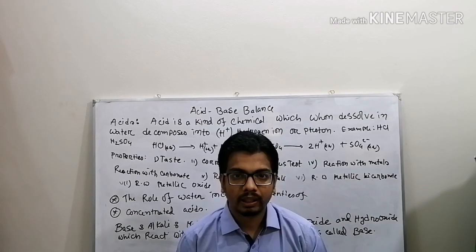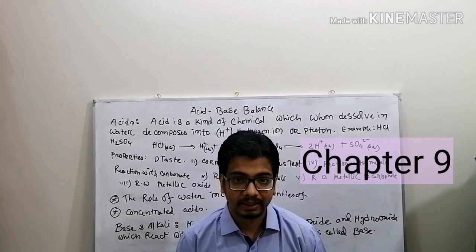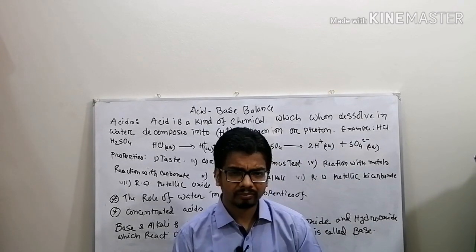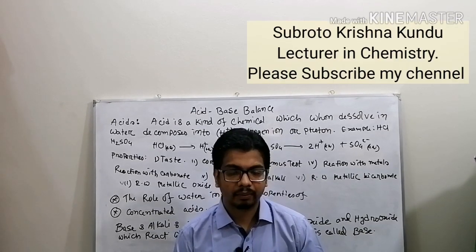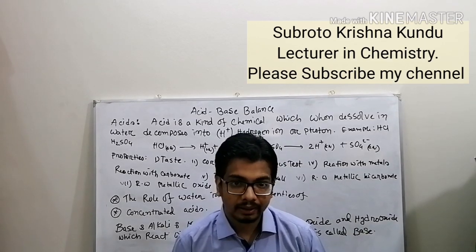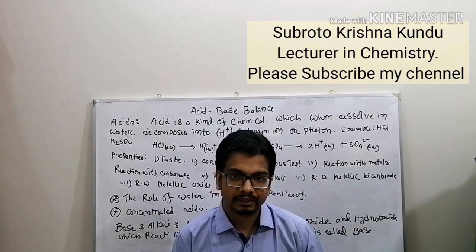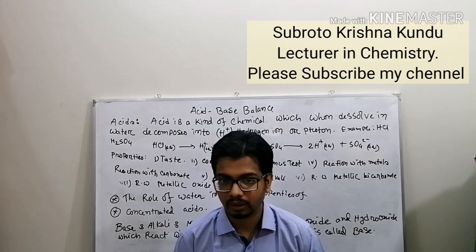Today, we talk about chapter 10. The name of the chapter is Acid-Base Balance. Here, we discuss the definition of acid, properties of acid, some special properties of acid-base, and special properties of base, alkali, and so on.